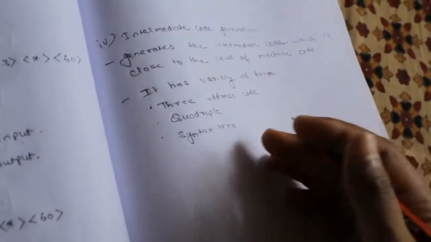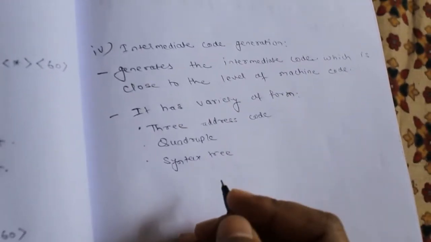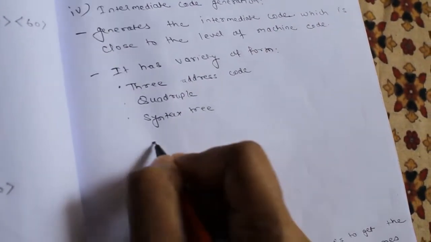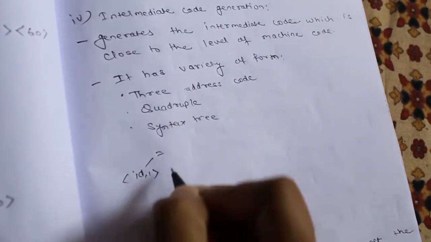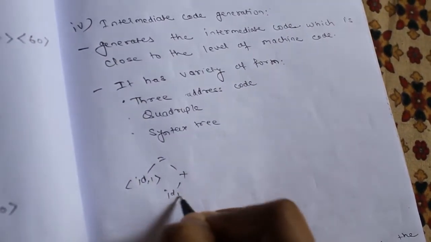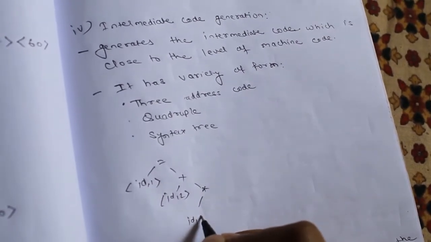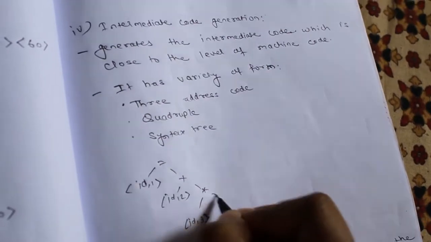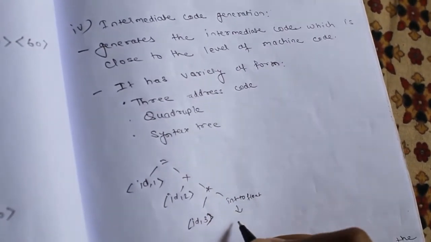So what actually does the target code refer to? Now again we have the input as a syntax tree, id1 plus id2 into id3, and here into float 60.